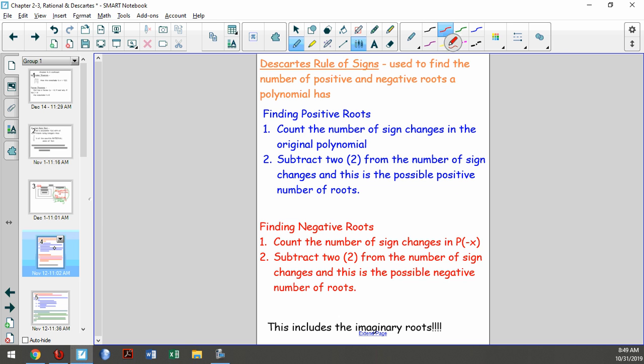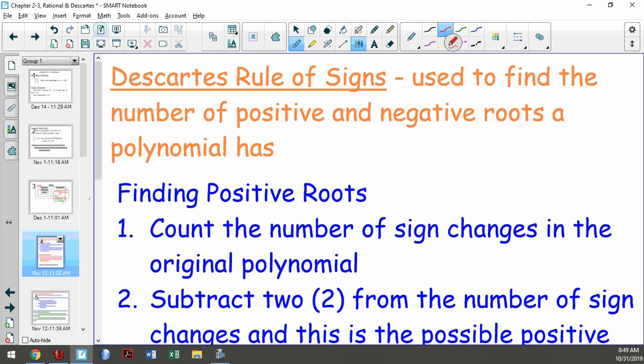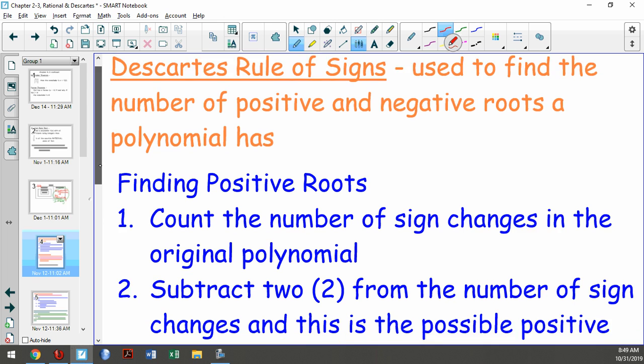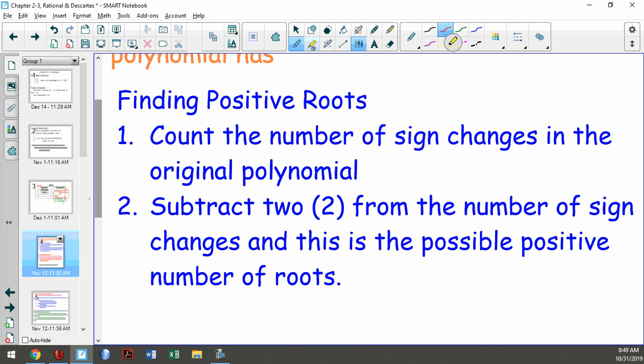Okay. Now, the next thing is Descartes' rule of signs. Descartes' rule of signs tells us how many positive roots we're going to potentially have and how many negative possible roots we're going to potentially have. Then it tells us how many are left to be imaginary because the grand total will be the highest exponent. Now, how do I find my number of positive roots, I should say? To find the number of positive roots, we're going to count the number of sign changes in f of x, which is the original polynomial. Okay?